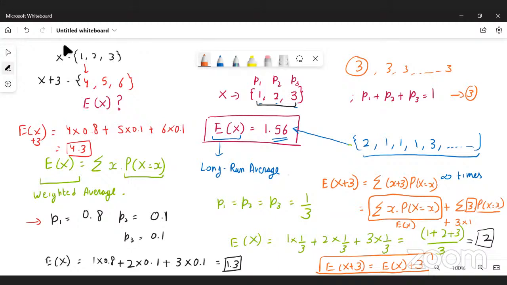Is it clear or any doubt in it? Yes, sir.